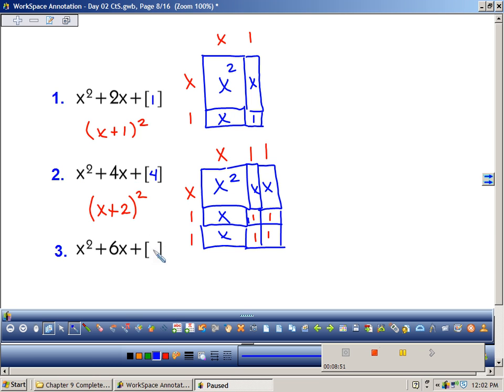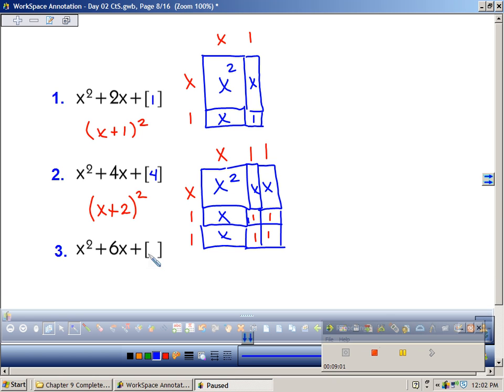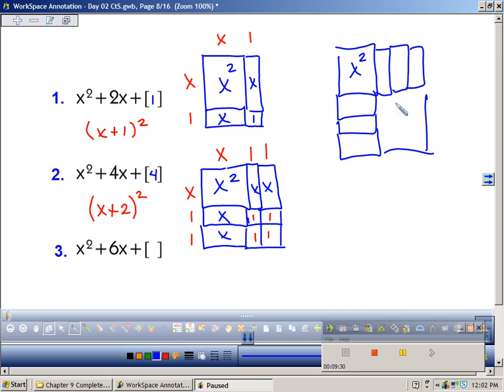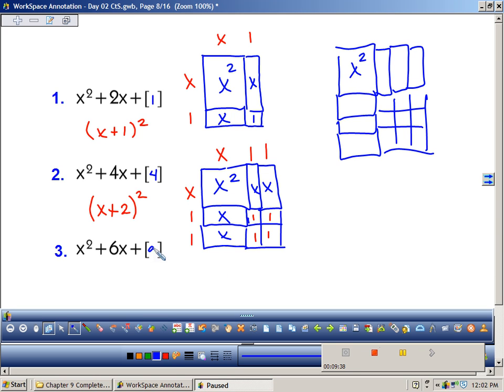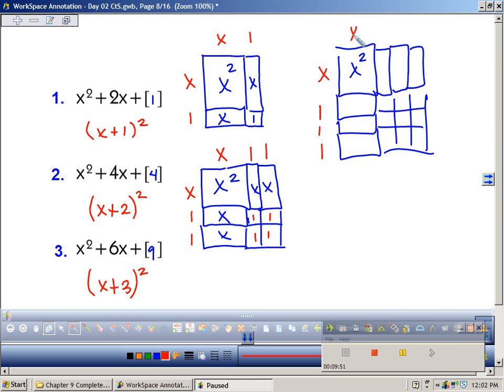Let's try this one. What would go here? Can you visualize it yet? You guys almost have it. You're thinking. I can see the wheels turning. Do you need more visual? If the x squared is here, good job. What have we been doing with this one? The 2x, didn't we split it up? With this one, didn't we split the 4x's up? So wouldn't I split that 6x up, 3 and 3? And when you have 3 and 3, they make 9. Right? So, another challenge. X plus what squared? 3, right? Because it would be an x, a 1, 1, 1, x, and 1, 1, 1.